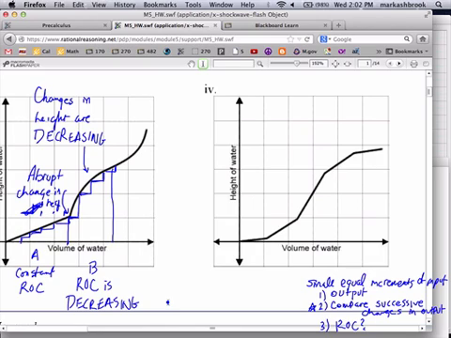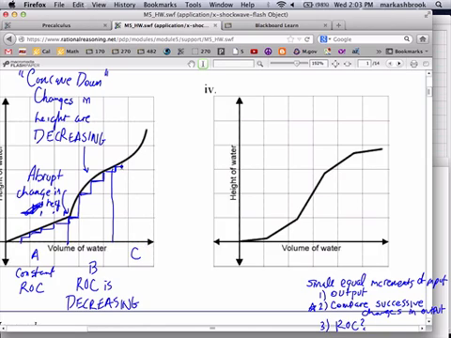Those changes are getting smaller, and so the graph doesn't stay in a straight line. It bends down, right? So that's called concave down. It's cupped down. Concave down happens when the changes in height are decreasing, and therefore the rate of change is decreasing. Okay, last part of the bottle, part C.